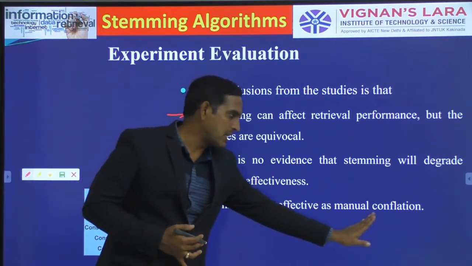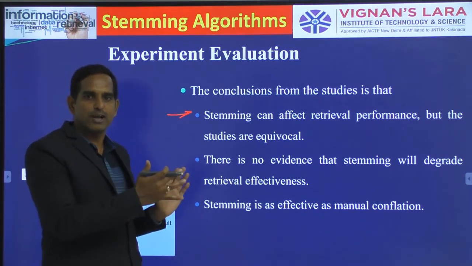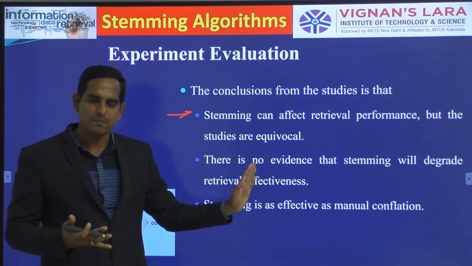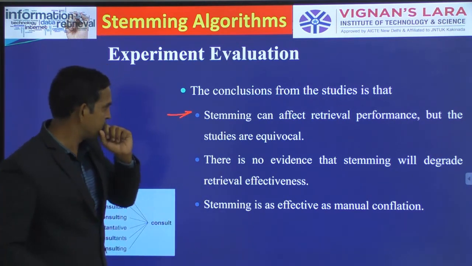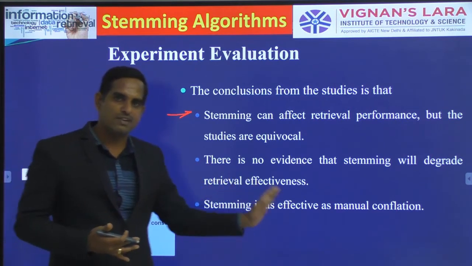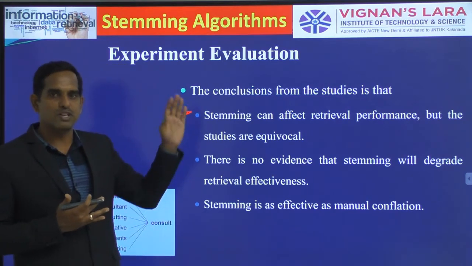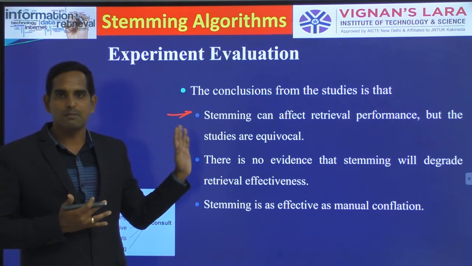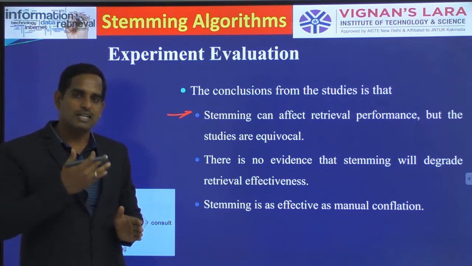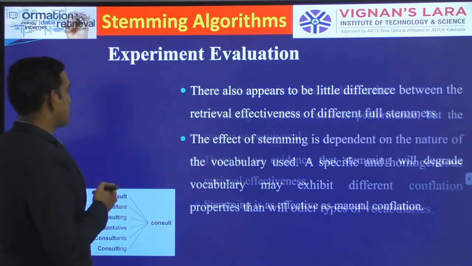And stemming is as effective as manual conflation. I think you can understand that conflation is of two types. One is manual conflation, another one is automatic conflation. That is what we will be calling stemming. The automatic stemmers are as effective as your manual conflation if you do it manually. These are the conclusions from experimental studies. You can say that your stemming process is giving you effective retrieval processing, and it will be giving you better recall and precision.